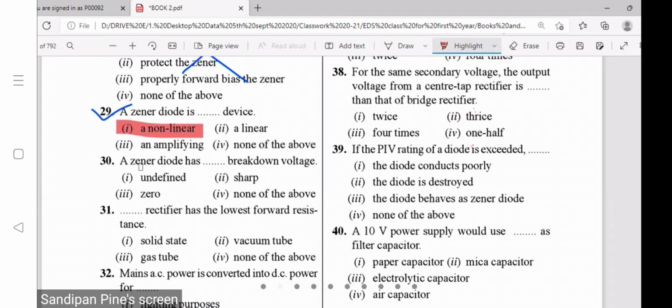SAR. Yeah, SAR. It's SAR because it's not undefined. It's defined by the manufacturer. It will be written how much the breakdown voltage is. It is not obviously zero. There will be some breakdown voltage, 5.2 or 9.2, whatever the Zener voltage may be. That much drop you will get. So SAR will be the answer here.